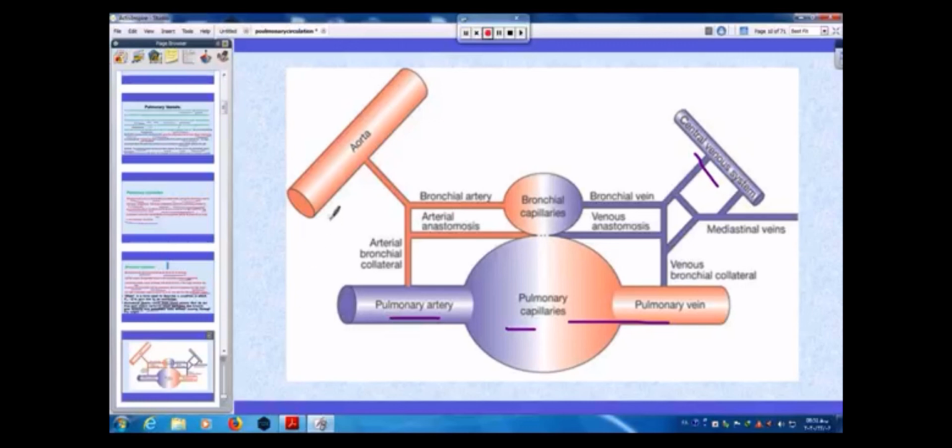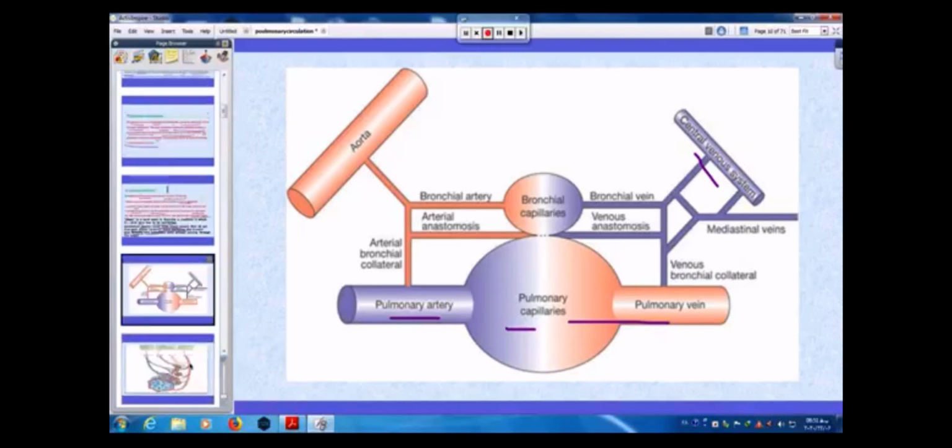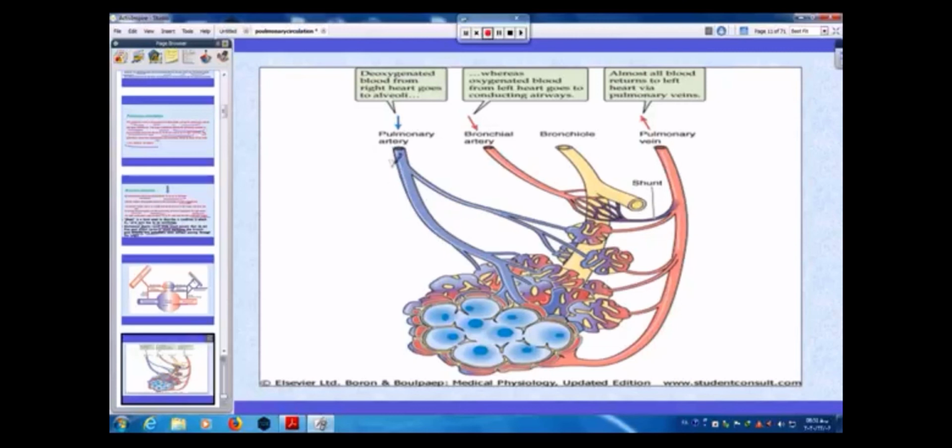This figure shows two circulations in the lung, the main circulation and the non-main circulation. You can see the pulmonary artery here, and the deoxygenated blood from the right heart goes into the alveoli, whereas oxygenated blood from the left heart goes to the conducting airways from the bronchial artery. You can see the bronchioles, and surrounding the bronchioles we have the circulation. Here is the shunt circulation, and this is from the pulmonary veins, and almost all blood returns to the left heart via the pulmonary veins.